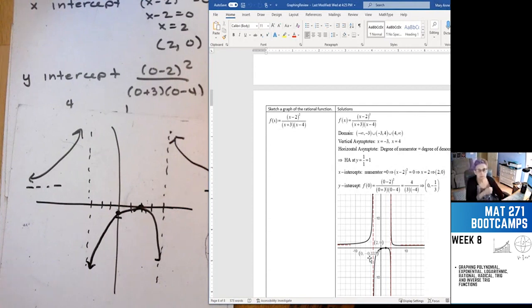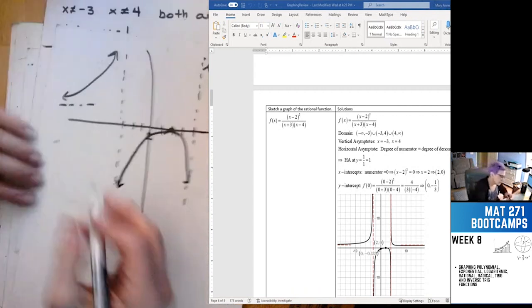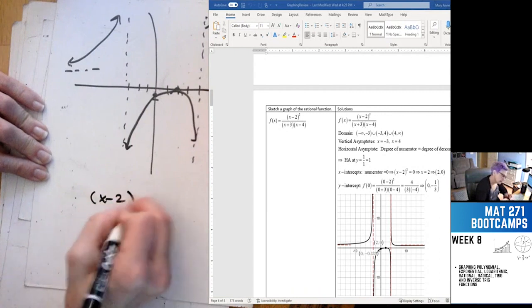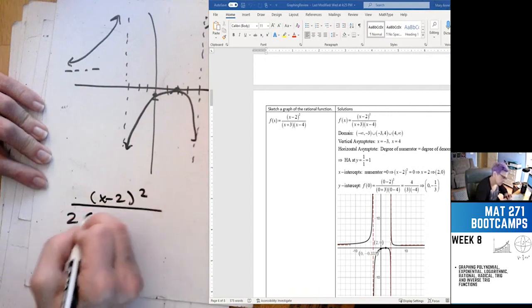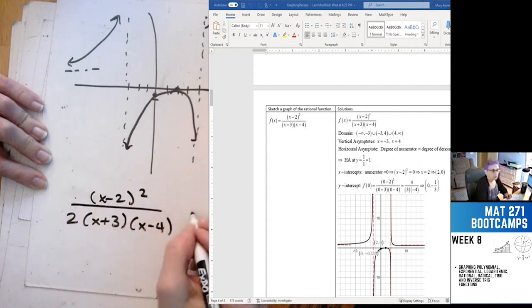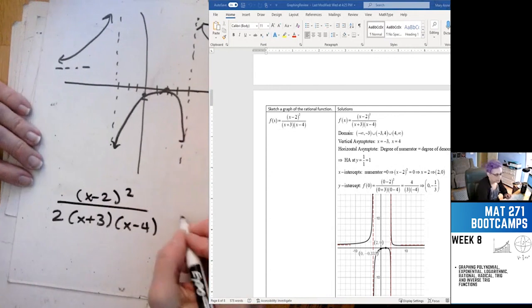Questions? Just a quick question for the horizontal asymptote. So pretty much if the numerator is 1 and the denominator is 2, that just means it's 1/2. It goes towards 1/2. Yeah, if I had a 2 sitting down there, so if I just had x minus 2 squared over 2 times x plus 3 over x minus 4, then your horizontal asymptote would be 1/2.